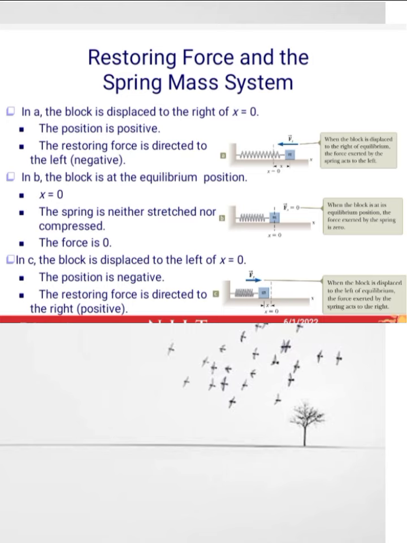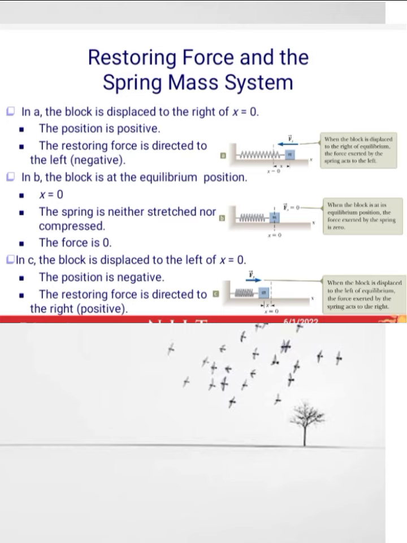Point B: the block is at the equilibrium position, x equals 0. The spring is neither stretched nor compressed, and the force is 0. We can see the picture of the spring-block system. When the block is at this equilibrium position, the force exerted by the spring is 0.